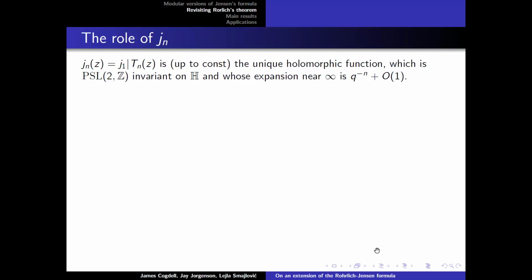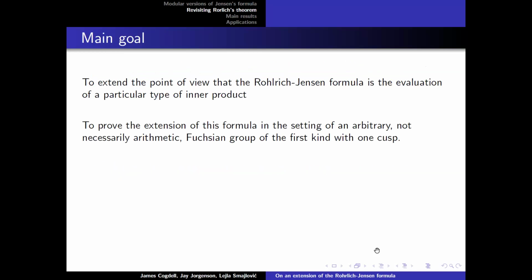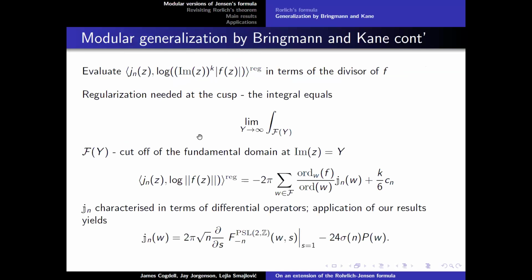Okay, so how to revisit this inner product? Well, if you remember, in this inner product, we have two functions. One of them is Jn of z, whose role we will revisit, and another function is the log norm of f, and then we will revisit both functions.